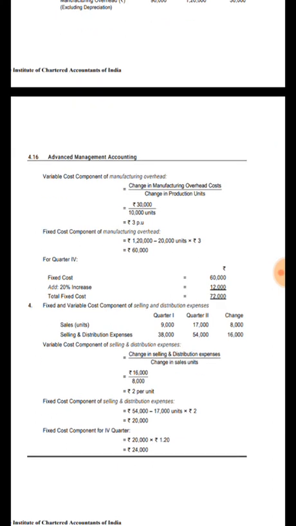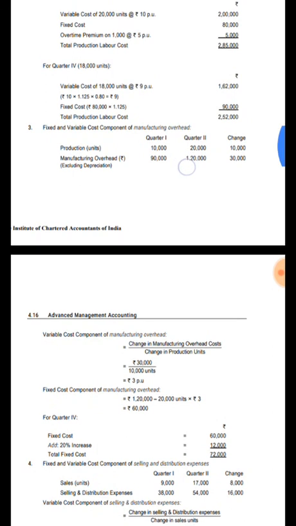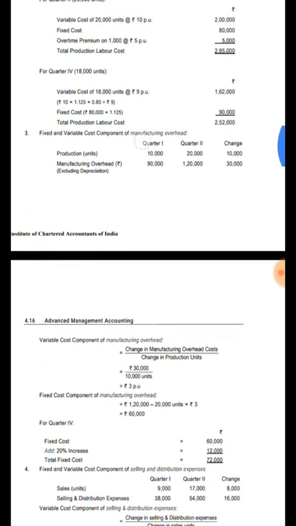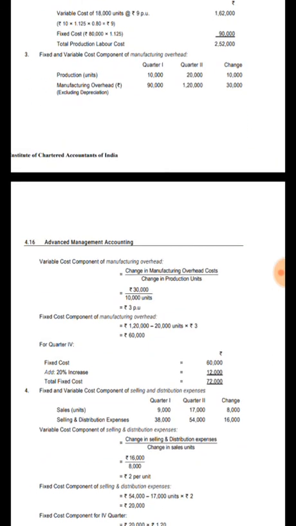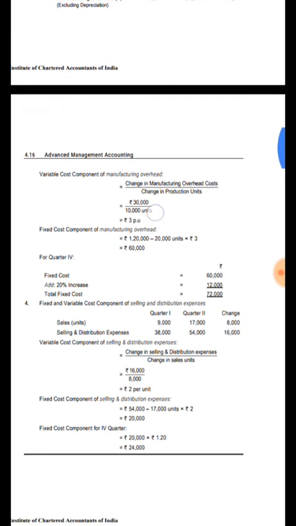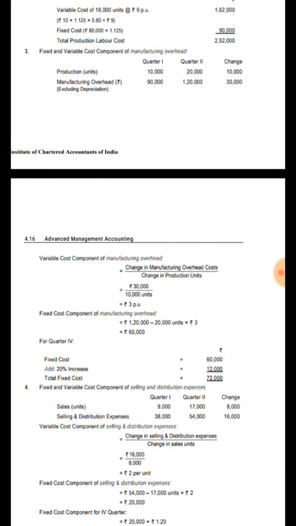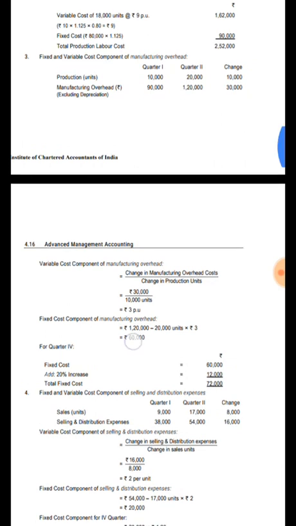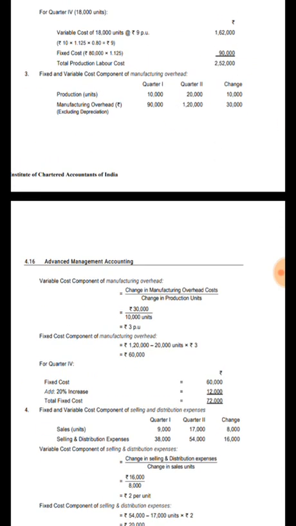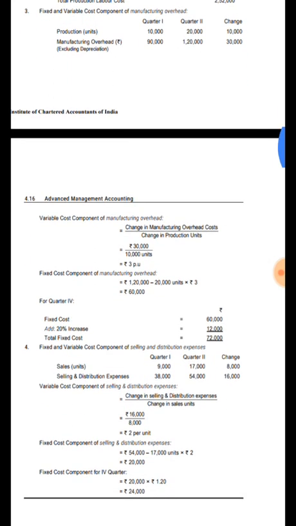You can apply this on anything, either on the quarter 2 figures or the quarter 1 figures. Here they have applied it on the quarter 2 figures. So 20,000 into 3 comes to 60,000. Then 120,000 minus 60,000 gives a balance of 60,000, which is the fixed portion.